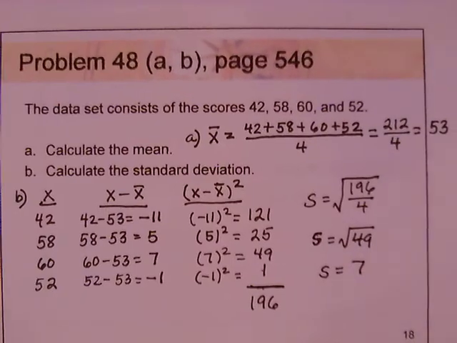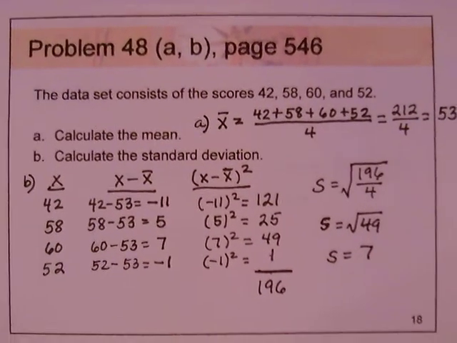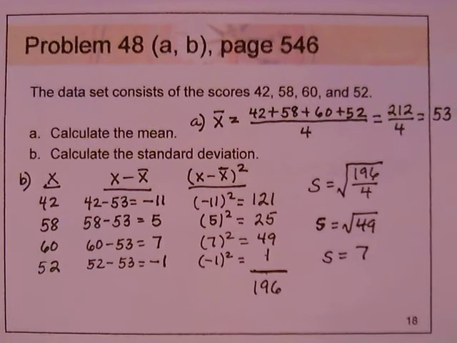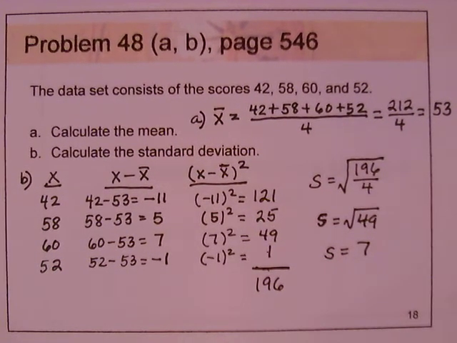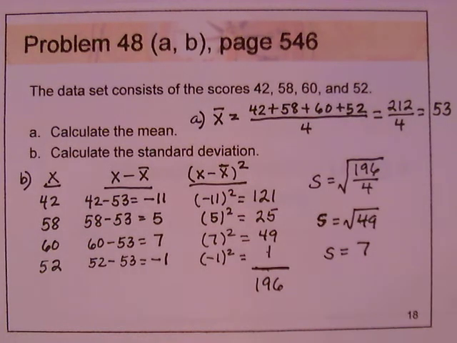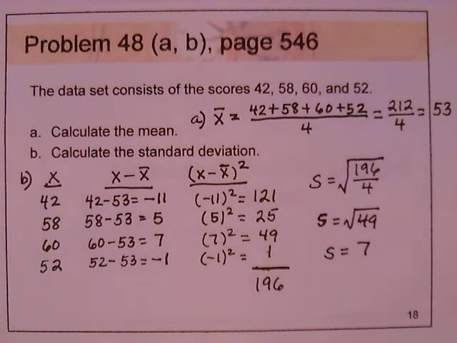All right, take a look at this one, problem number 48, parts A and B on page 546. Now, that problem, number 48, does have a part C and a part D to it. I'm going to do those later on. But for now, I'm just doing parts A and B. And we're going to be using that to answer part C and D later on in this section. It says here the data set consists of the scores 42, 58, 60, and 52.